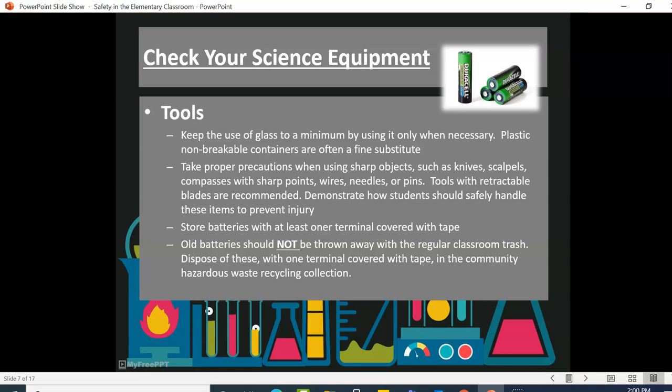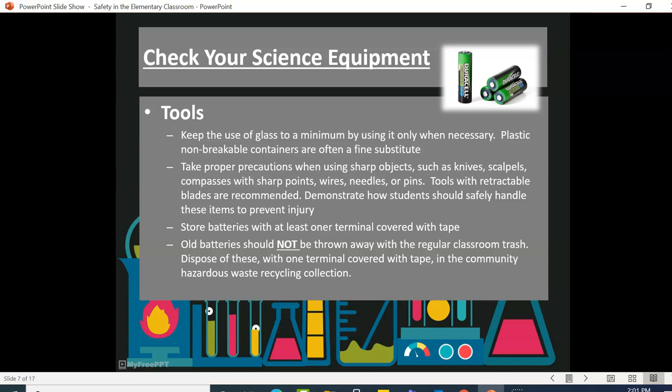Cuts are among the most common of all laboratory injuries. Take proper precautions when using sharp objects, such as knives, scalpels, compasses with sharp points, wires, needles, or pens. Carefully consider whether cutting or sharp tools are really needed. If necessary, tools that have retractable blades are recommended. Pre-cutting materials will eliminate the need for students to handle cutting tools. If students must use sharp objects, demonstrate how students should safely handle those items to prevent injury.